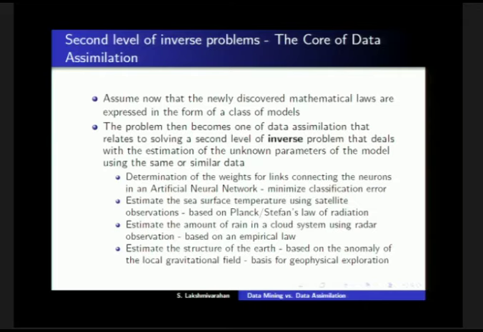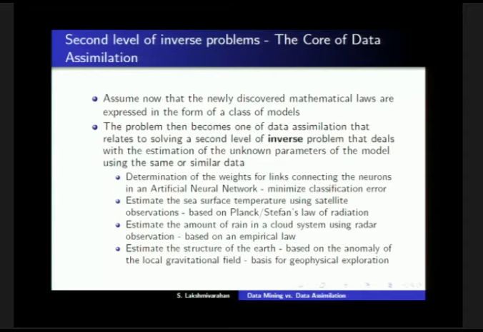At the second level, the inverse problem is the core of data simulation. Assume that we have newly discovered mathematical laws expressed in the form of a mathematical model. The problem now becomes one of data assimilation, which relates to solving the second level of inverse problem that deals with the estimation of the unknown parameters of the model using the very same or similar data. How many of you are aware of neural networks? Determination of the weights in the neural network is an estimation problem. It's a data assimilation problem.